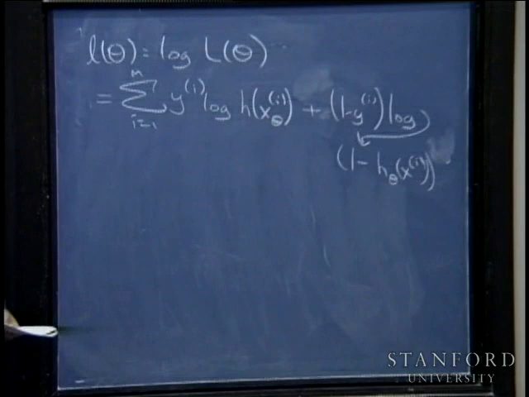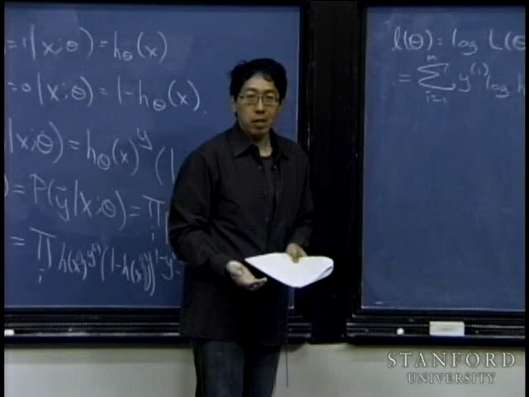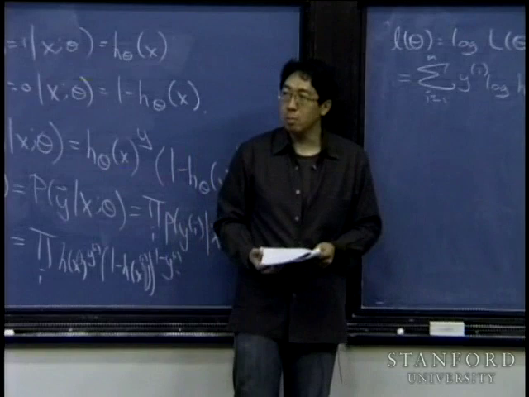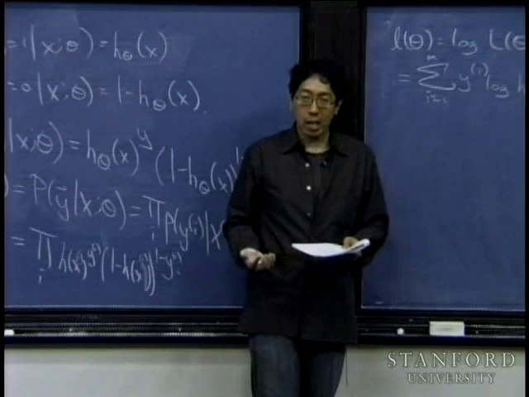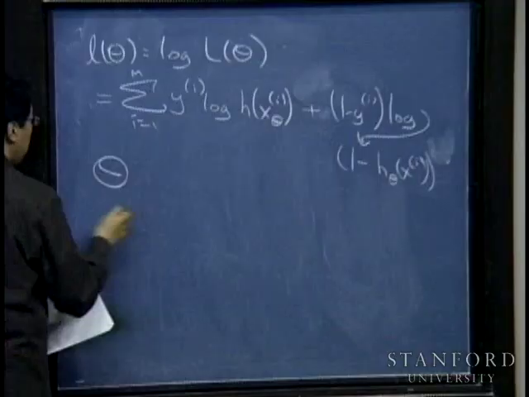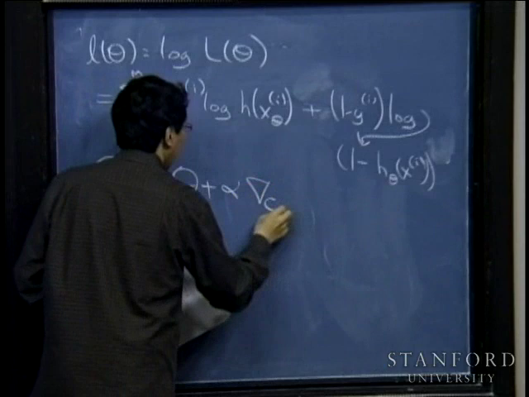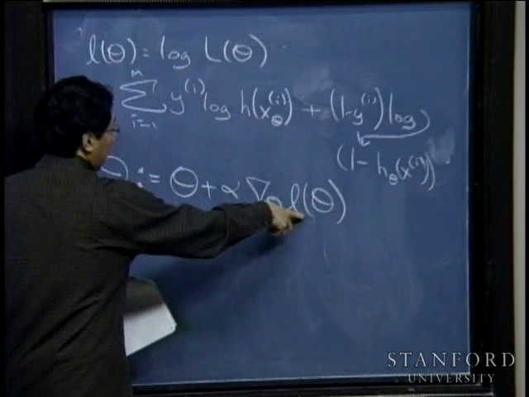So how do you maximize this function? Well, it turns out we can apply the same gradient descent algorithm that we learned. That was the first algorithm we used to minimize the quadratic error function when we talked about least squares. We can use exactly the same algorithm to maximize the log likelihood. You repeatedly take the value of theta and replace it with the previous value of theta plus a learning rate alpha times the gradient of the cost function, the log likelihood, with respect to theta.